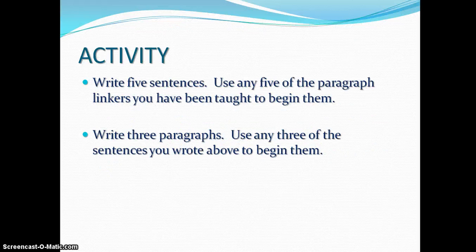Now this is the last activity you will do for this class. You will write 5 sentences, using any of the paragraph linkers we just mentioned. Now the second part of the activity requires you to write 3 paragraphs beginning with any of the sentences you wrote before. Let me go over that again. You write 5 sentences with any of the paragraph linkers we mentioned. Now you write 3 paragraphs, okay, with any of the sentences you've written already. Now I'm sure that is clear.